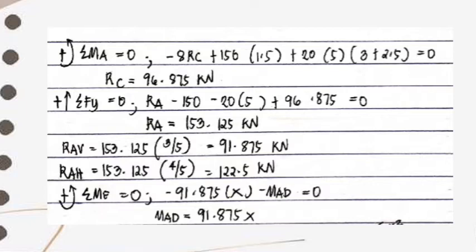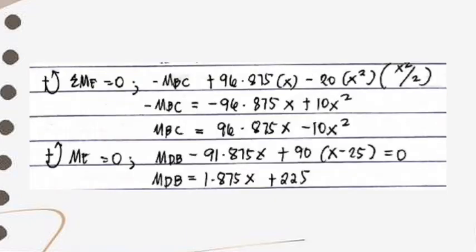RA is equal to 153.125 kN. For RAV, it is equal to 153.125 times 3 over 5. It is equal to 91.875 kN. RAH is equal to 153.125 times 4 over 5, is equal to 122.5 kN. Summation of moment at E is equal to 0. Negative 91.875x minus MAD is equal to 0. MAD is equal to 91.875x.